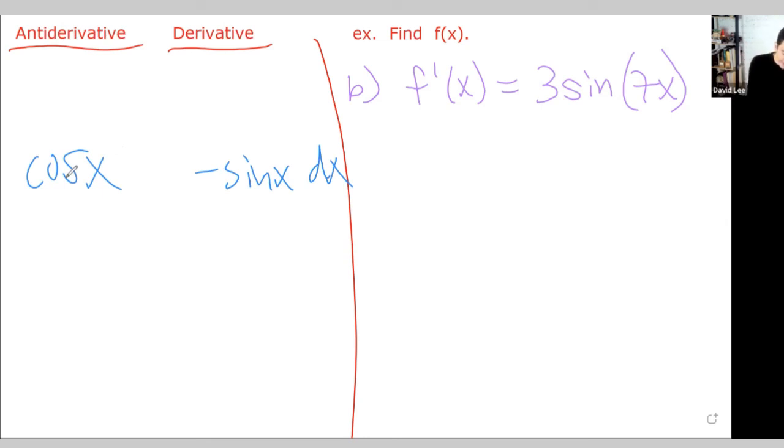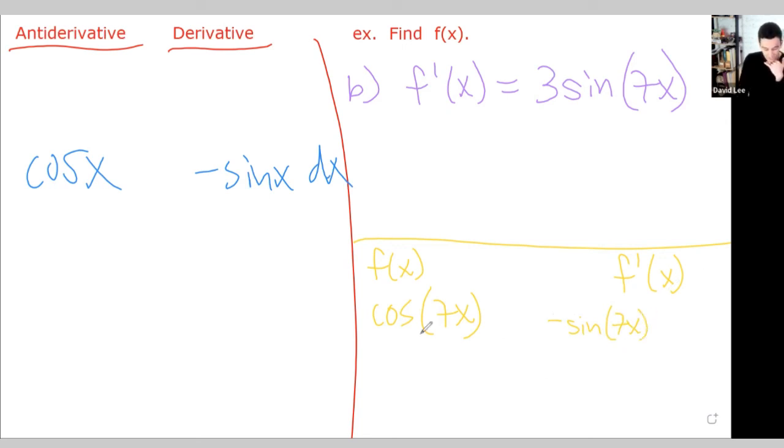So let me make a guess down here in yellow. I have some function f, and then its derivative, f prime. My guess is not just cosine. I'm going to put cosine of 7x because I see that this has a 7x. This is my educated guess for the antiderivative. Let me take the derivative of my guess. The derivative of cosine is negative sine of the same thingamajig. Cosine of blah, blah, blah is negative sine, blah, blah, blah.